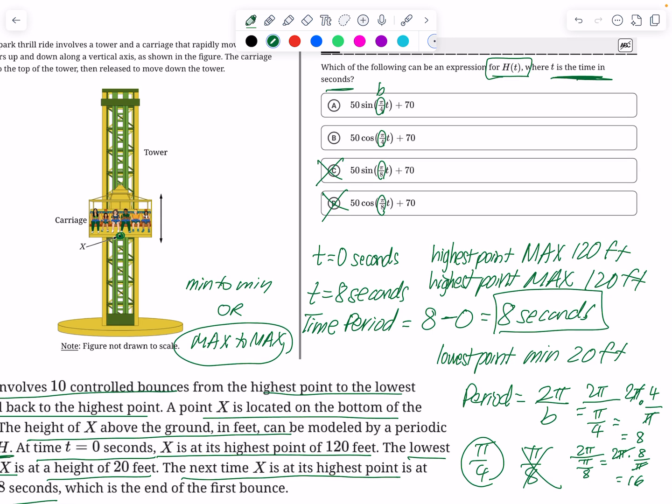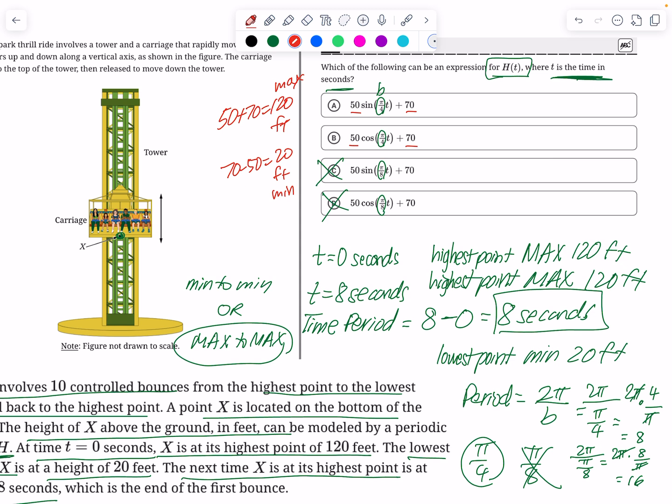Now, how do we proceed with the problem? Well, before we proceed, I want to go over some details that are quite important and might apply for other future questions. So why is it that all of the multiple choices have 50 in the beginning and 70 at the end? Well, it makes total sense because 50 plus 70 is 120, which is the max. And 70 minus 50 is 20, which is the min. So those numbers make total sense.